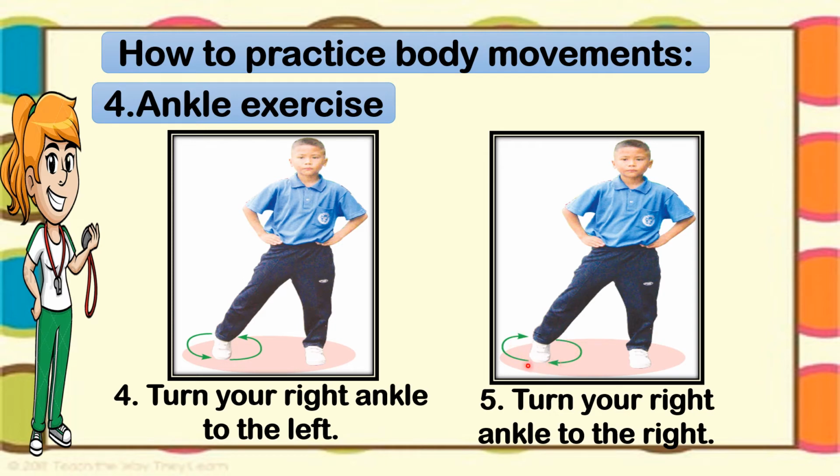Again, the first thing that you should do is get ready. Number 2 is you turn your left ankle to the left. And then number 3 is turn your left ankle to the right. And then number 4, turn your right ankle to the left. And then the last one is you turn your right ankle to the right. So that is ankle exercise. You can do it slowly.